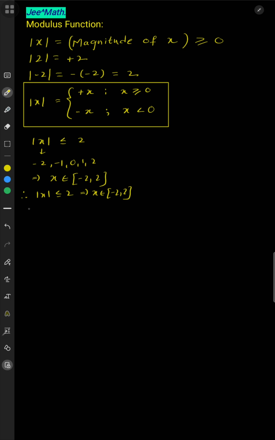So I am going to give a formula. In the same way, modulus of x less than or equal to a implies what? Whenever you see modulus of x less than or equal to 2, you get values from minus 2 to plus 2, right? When modulus of x is less than or equal to a, then x belongs to minus a to plus a. This you need to know.